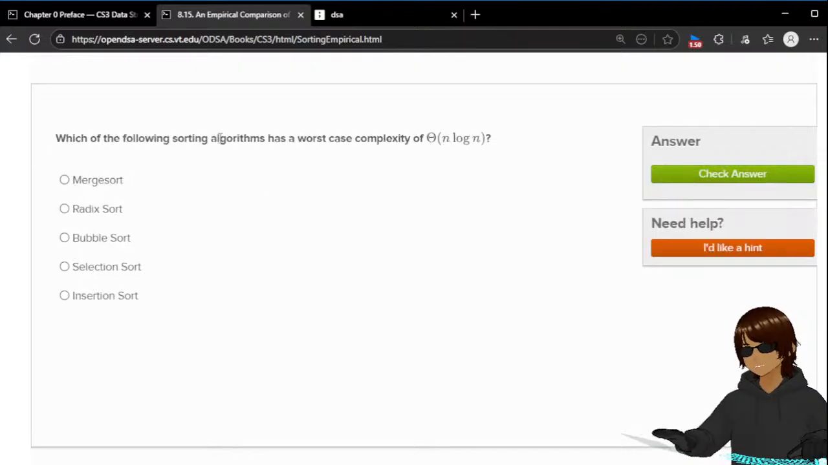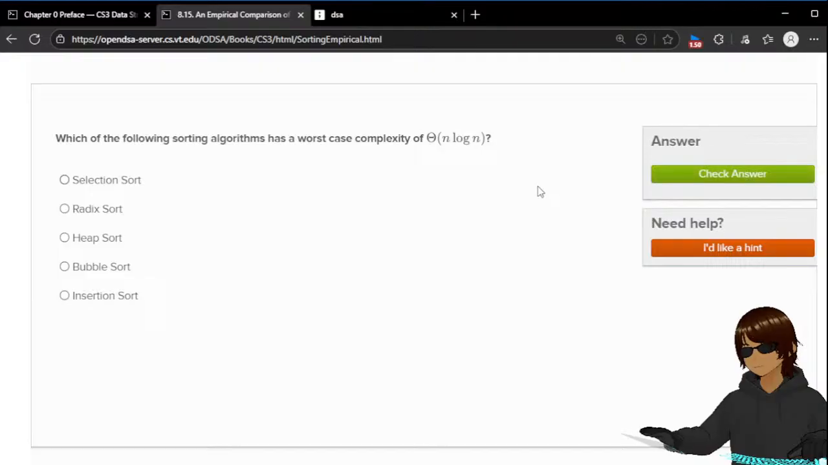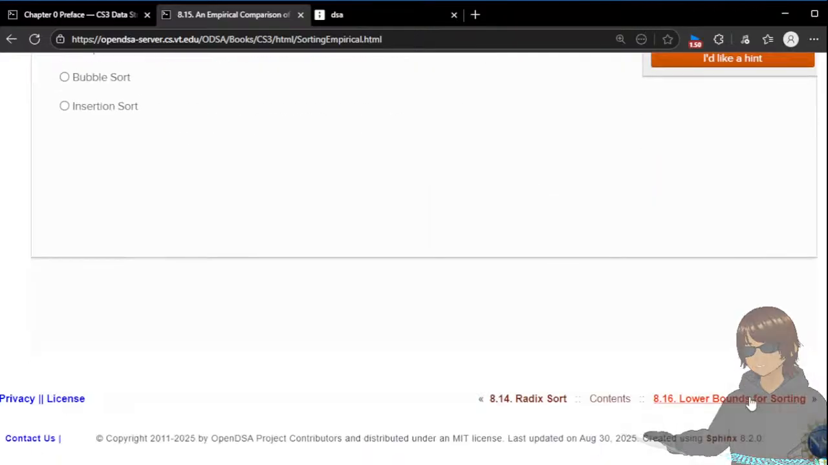Which of the following sorting algorithms has the worst case complexity Theta n log n? This, right? It's the same question.